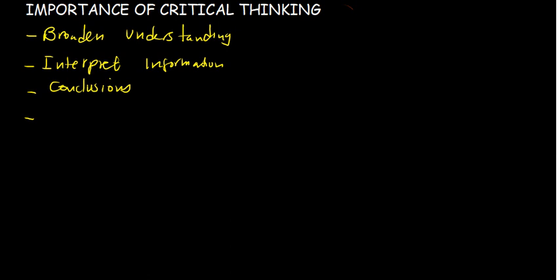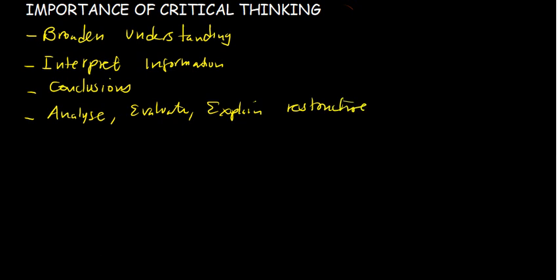And also the ability to analyze. The importance of critical thinking. You are able to analyze, you are able to evaluate, you are able to explain, and you are able to restructure your thinking. You are able to do all this when you are a critical thinker. You can analyze a lot of things. You can evaluate a lot of things, explain and restructure even your thoughts. Even if they are not in the right order, they are taking you another way. You are able to control them as a critical thinker.